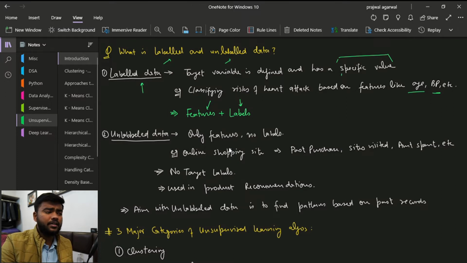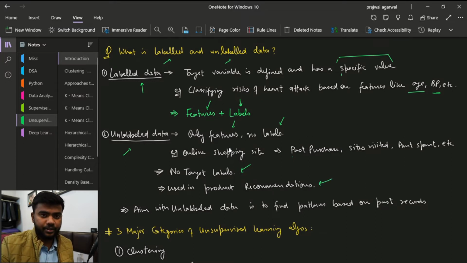Whereas if we talk about unlabeled data, we only have features, we do not have any labels. So for example, any type of real life data can be considered as unlabeled data. For example, the data on online shopping websites, the past purchases we have, the sites visited that we have, but how the output is going to look like, that is something that we don't have. All right, so that is what we call unlabeled data. There are no target labels, and this is used in product recommendation.